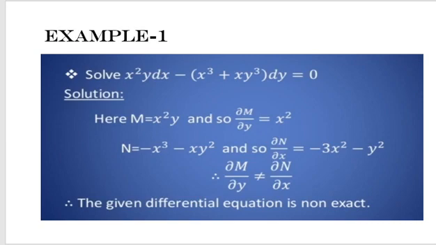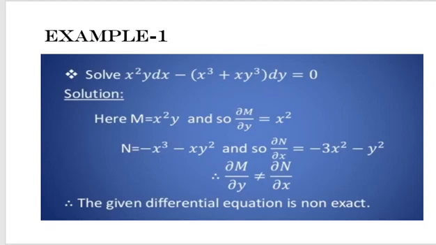So, to explain this method of homogeneity in a non-exact differential equation, we will look into one example. See example 1. Solve x²y dx − (x³ + xy³) dy = 0. When you compare the given differential equation with the standard form, that is M dx + N dy = 0, you will get M as x²y and N as −(x³ + xy³).